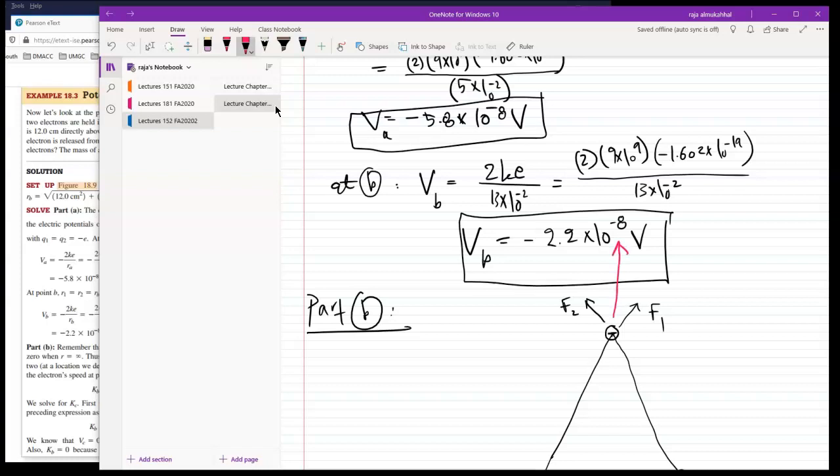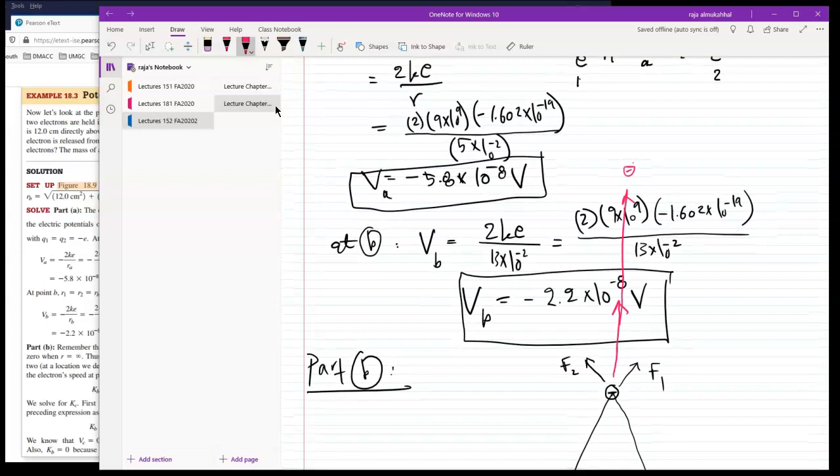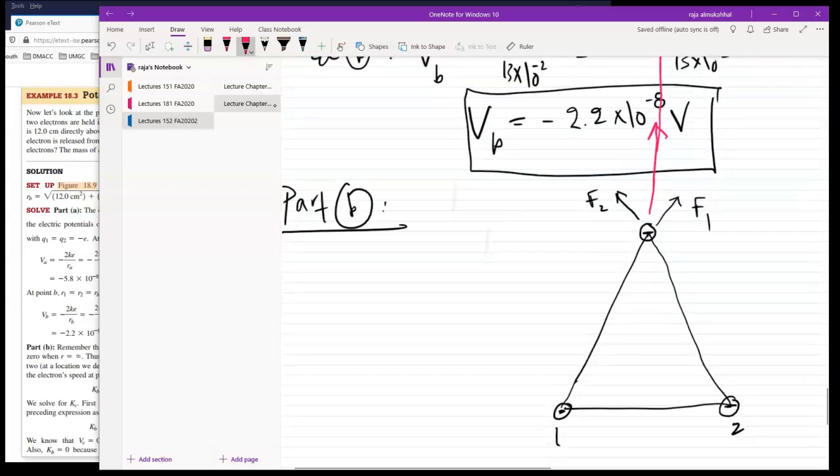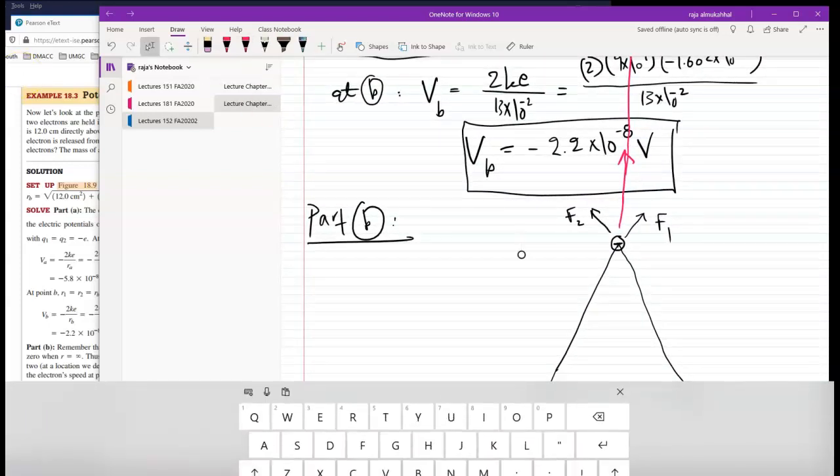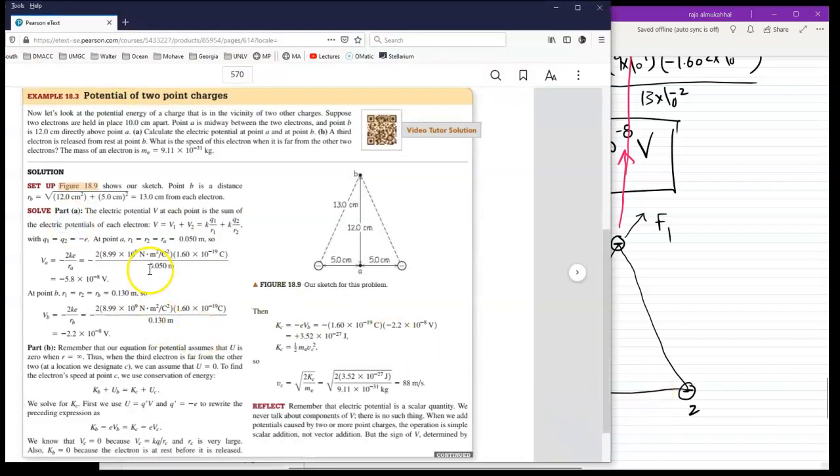So he's asking the question: what is the speed of the electron? Here's the electron. What's the speed of the electron when it is very far away? Okay, when it's far away. Why does he mention far away? What does that mean? Well, here's the meaning of it. Let me go back. He said a third electron is released from rest. What's the speed of this electron when it is far from the other 2? Why would he mention that? I'll tell you what that means.